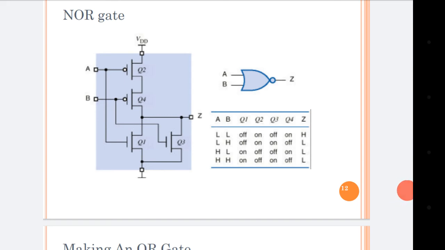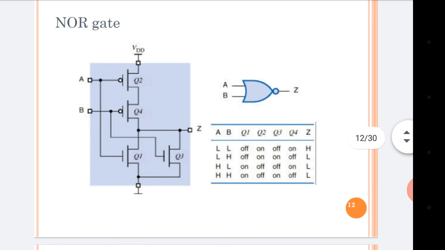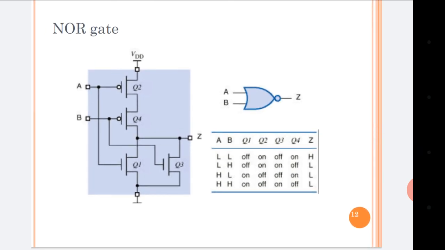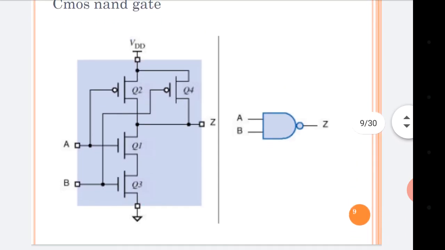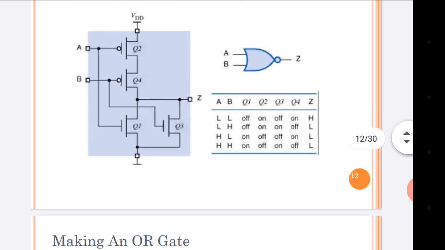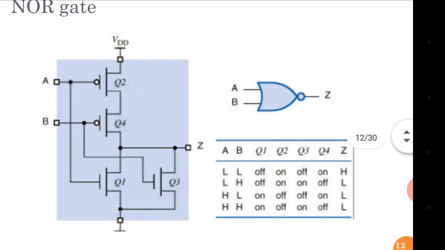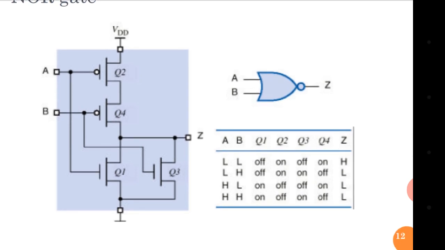Now let us talk about the NOR gate. You can observe the previous diagram and this one, and compare them. For a NAND gate, the two PMOS are connected in parallel to each other, and the NMOS are in series. For a NOR operation, change the arrangement. The PMOS connected at the top side are in series with each other, one below the other, and the NMOS are connected in parallel. The other arrangement is the same.